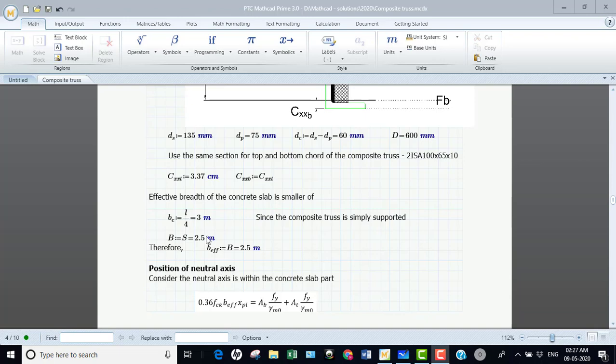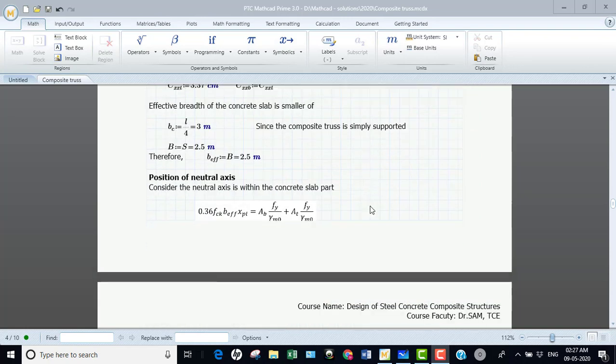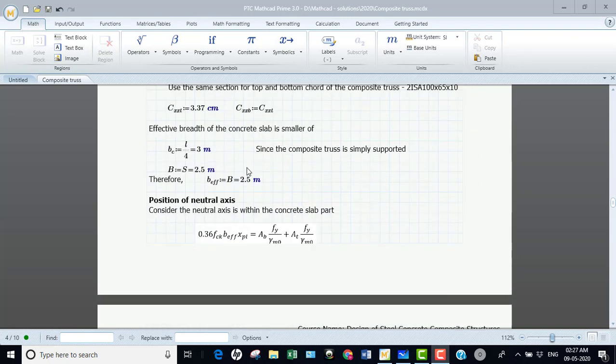Before going for the neutral axis, I should calculate what will be the effective breadth of the concrete part, this slab part. I should know what will be this distance, that is B effective of my truss. As per the EC4, we calculate the effective length, if it is simply supported, by taking 1/4 of the span or the center to center distance between the trusses. When I'm taking 1/4 of the span, it comes as 3 meters. When I'm comparing with the center to center distance between the trusses, it is 2.5. Therefore, I should not go beyond this value. Therefore, I'll take the smallest of the values as the B effective.